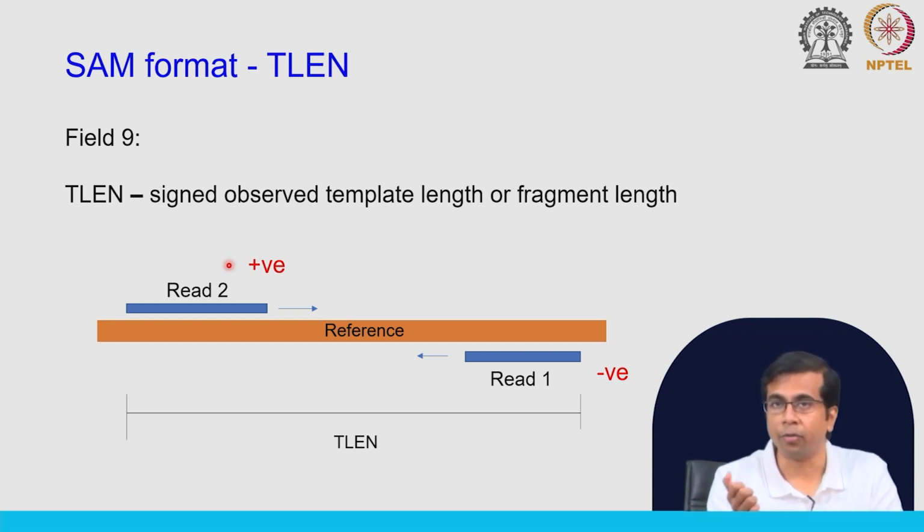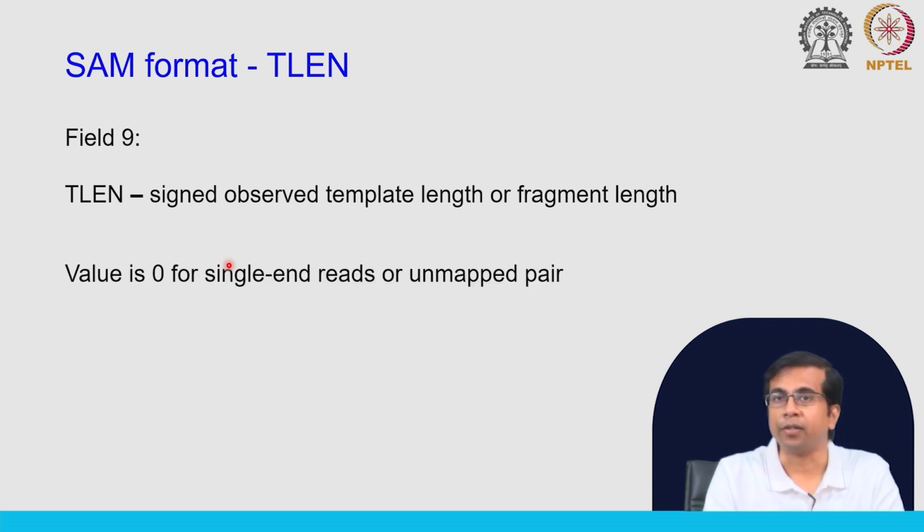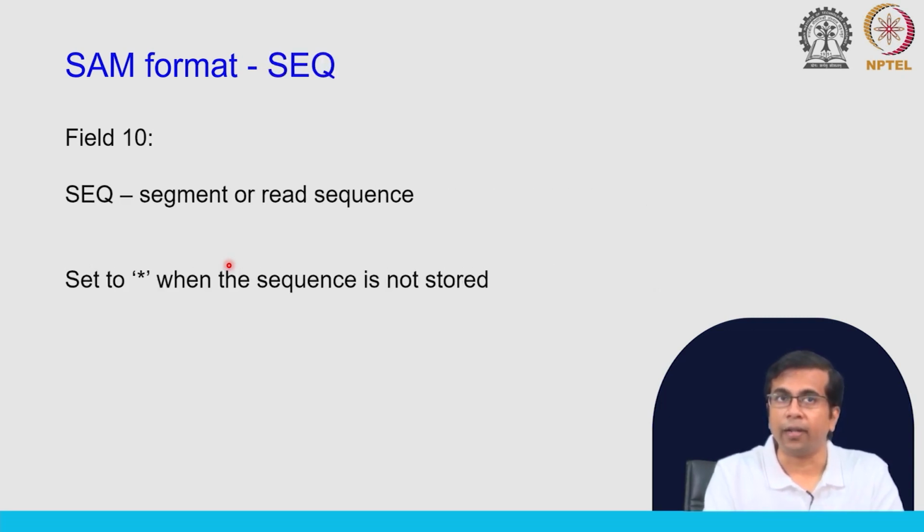So, as we go into the real data, you will be able to see these signs. Okay. All right. So, this value is valid only for paired end data. If you are dealing with single end data or an unmapped pair, you cannot generate this fragment length, because you do not know the fragment length. If you are dealing with sequence data from just one end, the value is set to 0. Okay. So, the final two fields, field 10 and field 11.